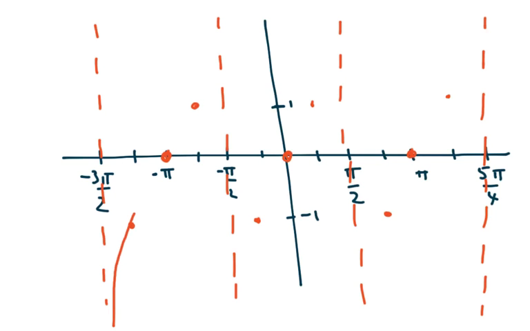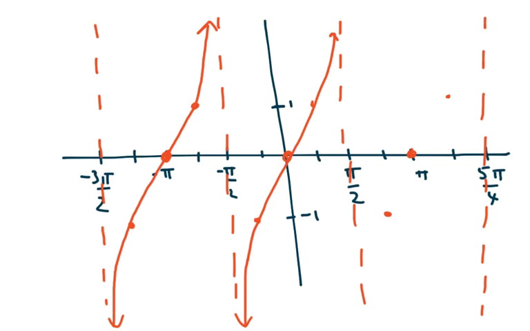Now, if you graph this in your calculator, see what the shape of the graph looks like. It looks like this. Notice that it's not a straight line. Sometimes people misconstrue this as a straight line. But this is what the graph of tangent looks like.